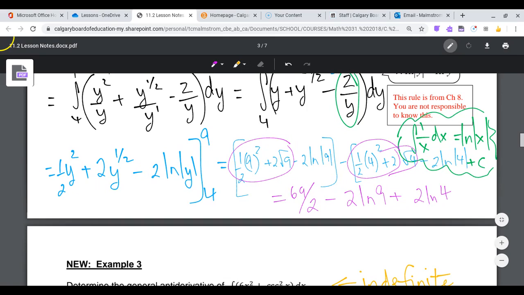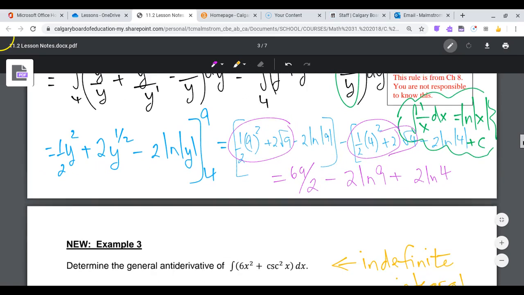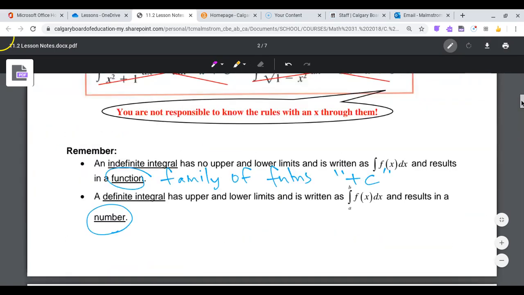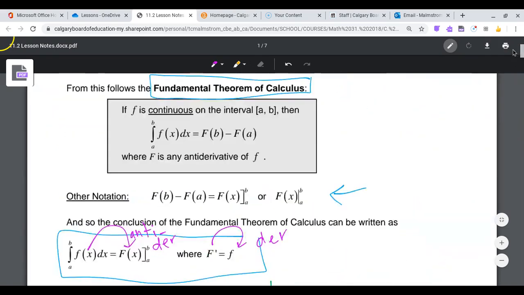All right, that's the end of lesson 11.2. We'll come back for 11.3, which is a review of the substitution rule with a new piece to include the boundary rules. So how do you do the substitution rule with a definite integral? So that'll be lesson 11.3, and we'll see you then.